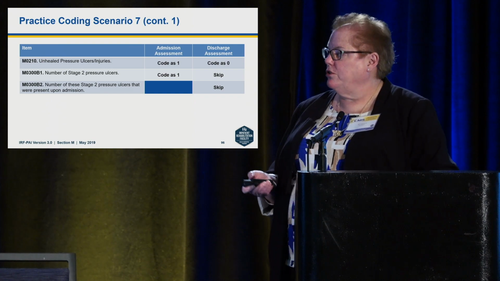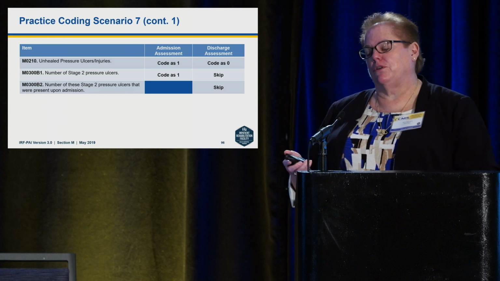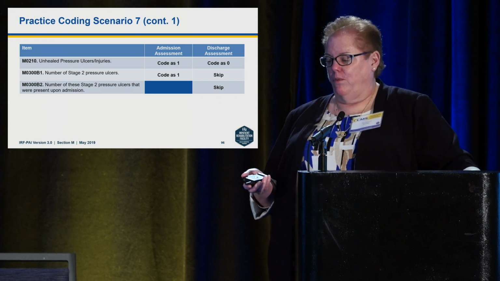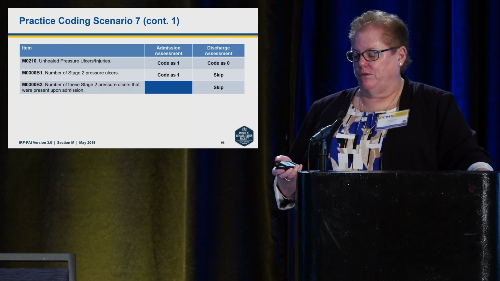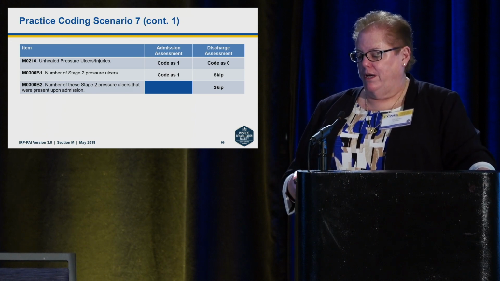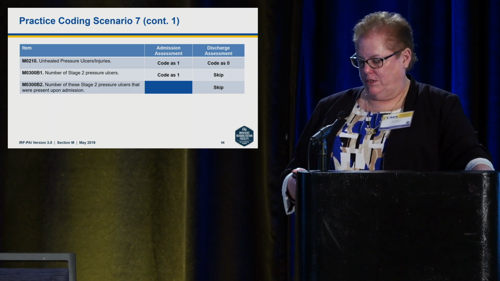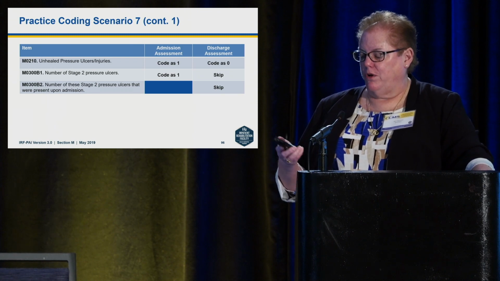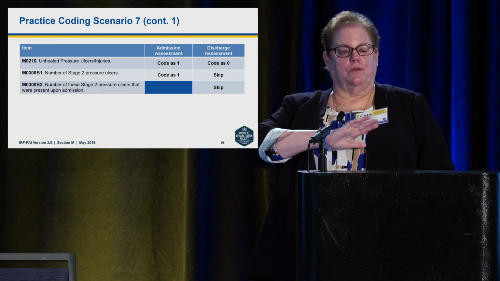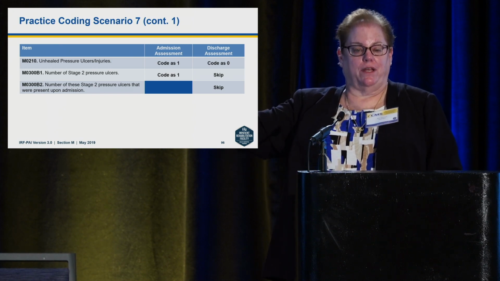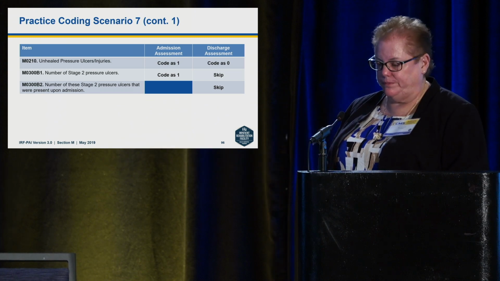So here, would you look at the coding? You have unhealed pressure ulcers on the admission assessment for M0210. You have, yes, we have 1. And then the number of the stage 2 pressure ulcers at M0301B on admission is 1. And then the number of the stage 2 pressure ulcers that were present upon admission is a skip. And so on discharge, we don't have any, right? It's a 0, skip, skip. So really what would happen here, if you're doing this on a computer, it will just skip you right out of this section. Once you say you don't have any at discharge, it's going to skip you right out of the section. So you don't have to even deal with these issues.